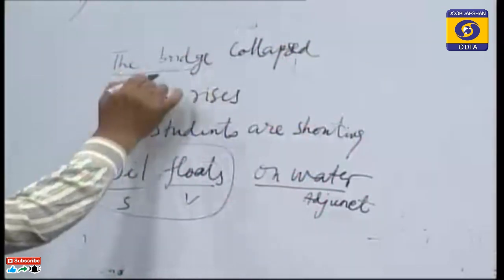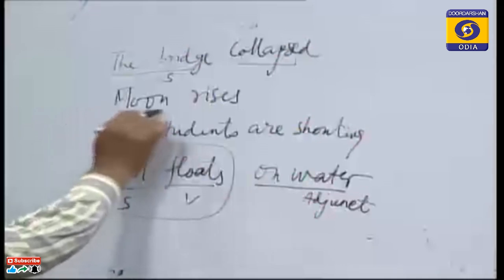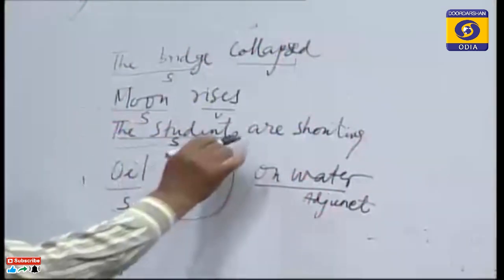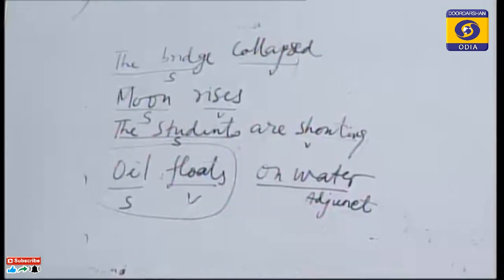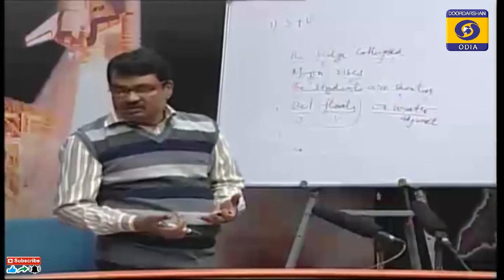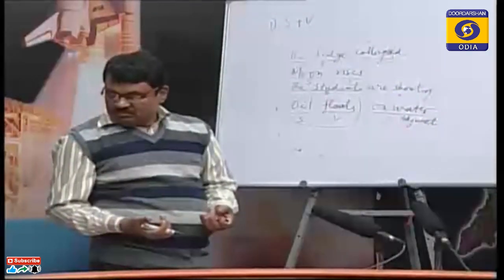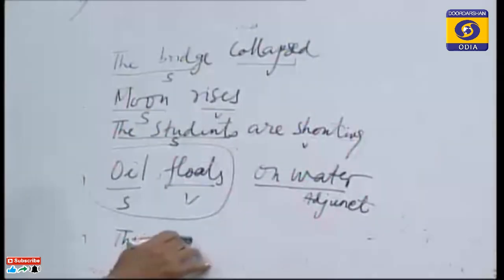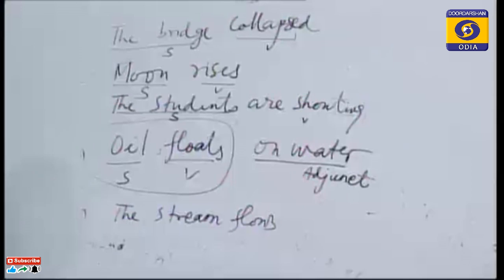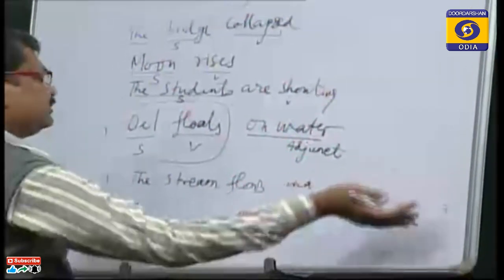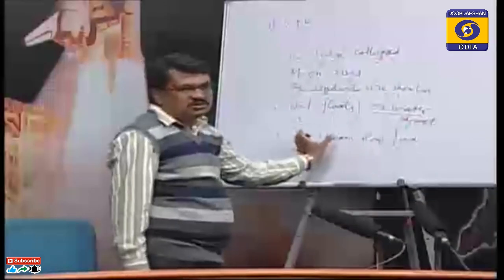Similarly, the breeze collapsed, this is subject, this is verb. Moon rises, subject, verb. Students are shouting, the students, subject, are shouting, verb, is it not? So we can have as many sentences as we like: fire burns, the boat sank, the stream flows. The sentence is correct. The stream flows in a gurgling sound, like this. You can extend to any extent. The sentence can be expanded. But this is the core structure.